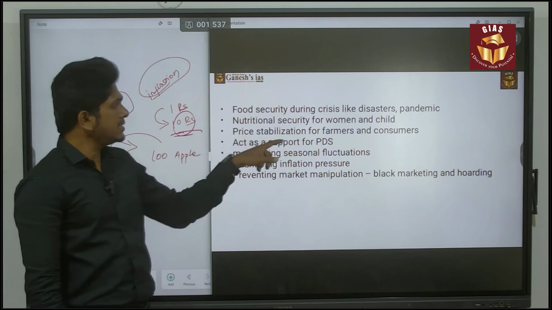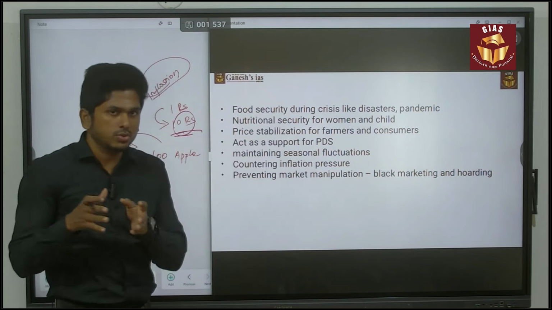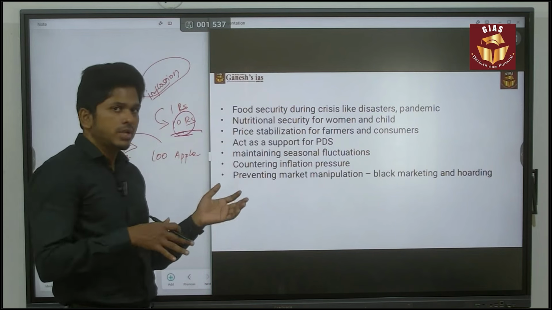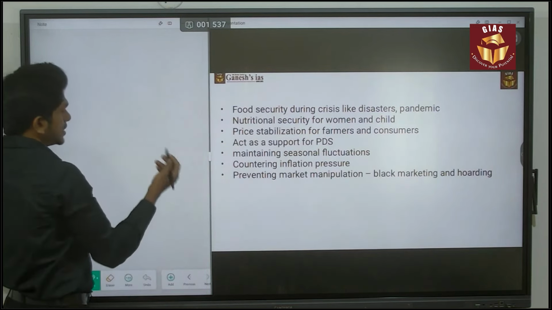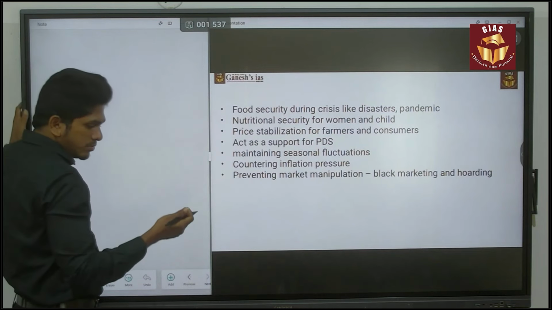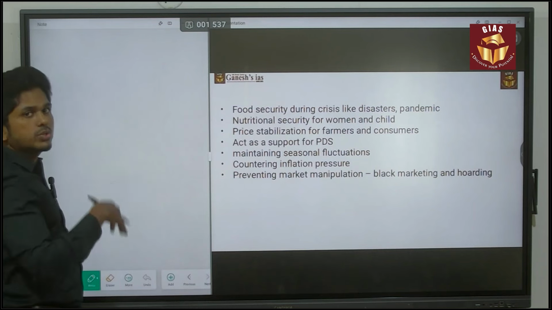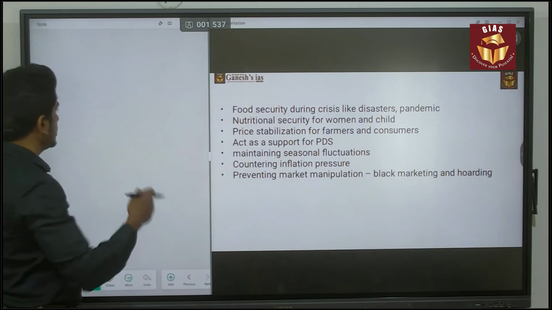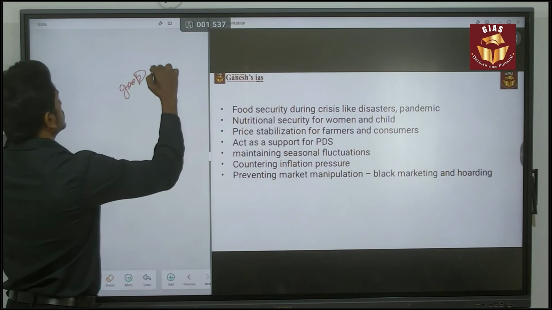Next, price stabilization for the farmers and the consumer, because the consumer is also going to be affected. In the first scenario I mentioned, due to market failure or monsoon failure, there is reduced production. Consider another scenario: there is a good monsoon.